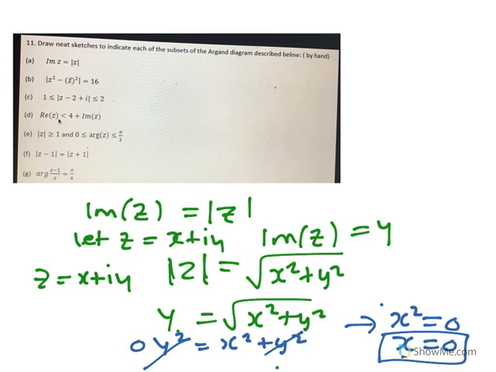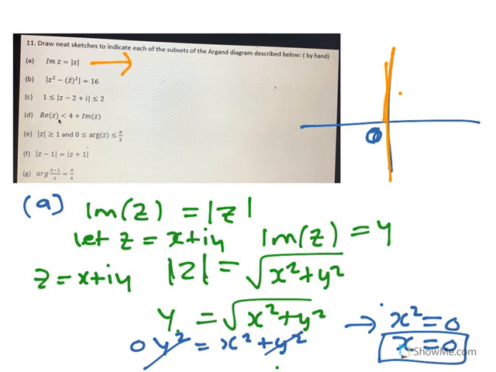Now, when you do these, you've always got to look for, are there any restrictions? So, x equals 0 is this line here, okay? But you do have to be careful here, I'm pretty sure, because the imaginary z is y, and y equals the absolute value of z. Therefore, y is only a positive value, or equal to 0. So when you draw that, you would do it here.